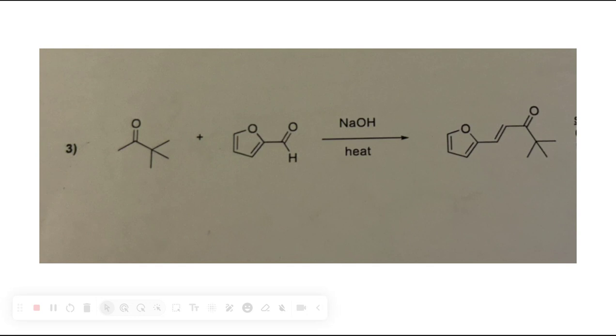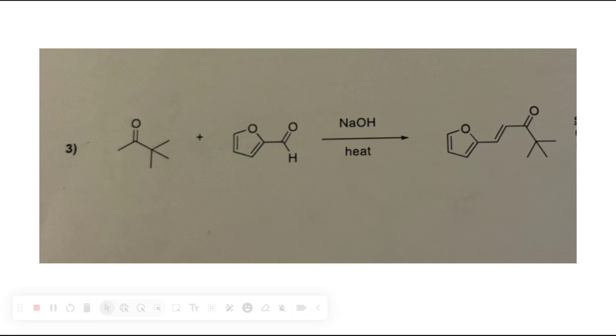And hypothetically, if both compounds had an alpha carbon, 4 products could be formed, because the aldehyde could do self-condensation with itself. The ketone could also do that. The aldehyde could attack the ketone, or the ketone could attack the aldehyde.